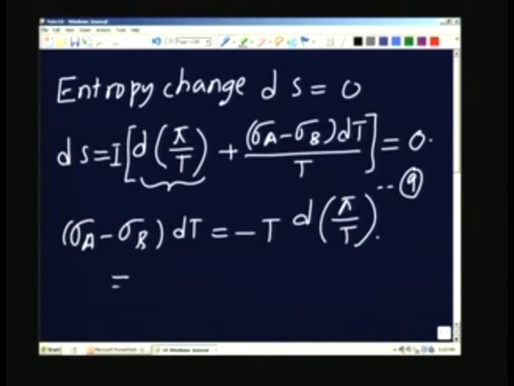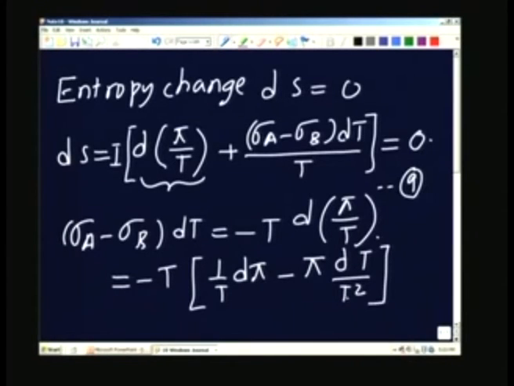Minus T d of (pi by T), I can say minus T, it is 1 over T d pi plus pi d of 1 over T, which will be minus dT by T squared. I am differentiating it like this. So, (sigma a minus sigma b) dT equal to minus T into [1 over T d pi minus pi dT by T squared]. I am going to put this into the earlier expression.